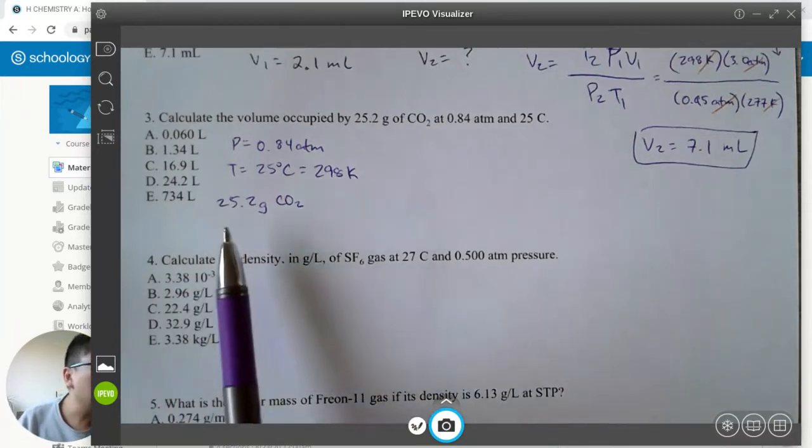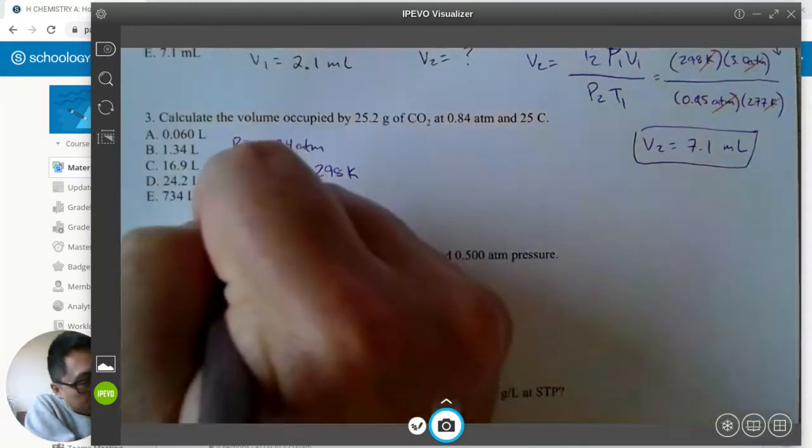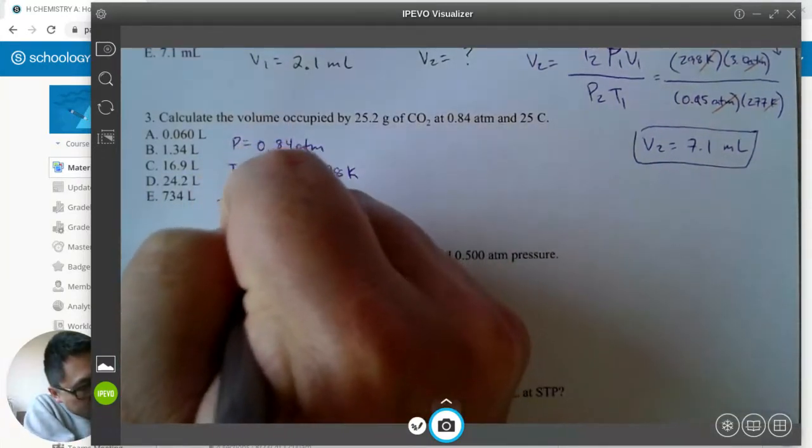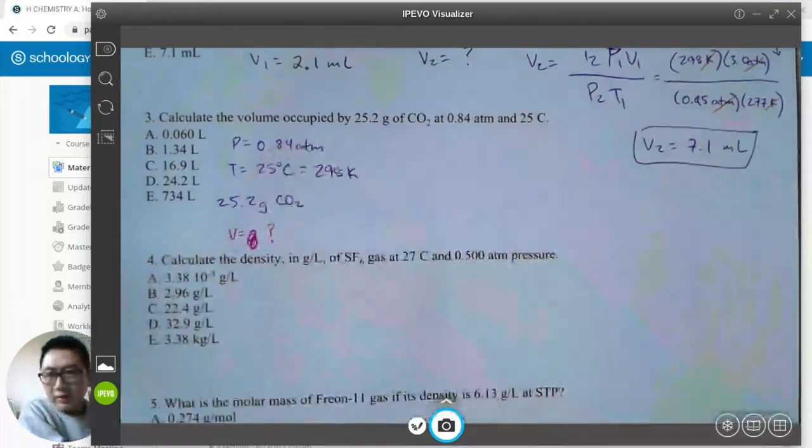That is not a temperature, that's not pressure, and that is not a volume. I'm trying to find a volume. So we are trying to solve for V. That's the question. What is the volume? V equals question mark. So what equation will I have to use for this?